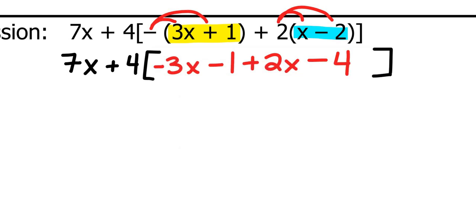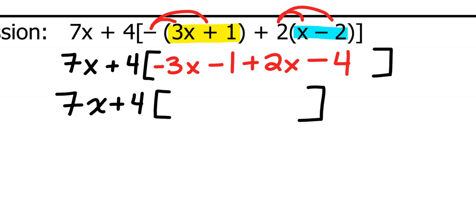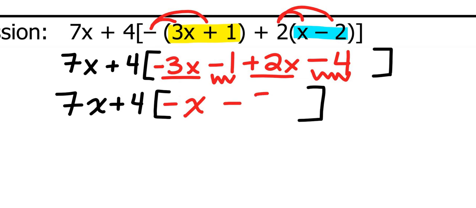All right, so rewrite everything else. So let's combine like terms. I have negative 3x and positive 2x, so I'm going to combine those. I get a negative x. Then I have a negative 1 and a negative 4. Negative 1 minus 4 is negative 5. Okay, much cleaner. So now these brackets are going to act like parentheses.